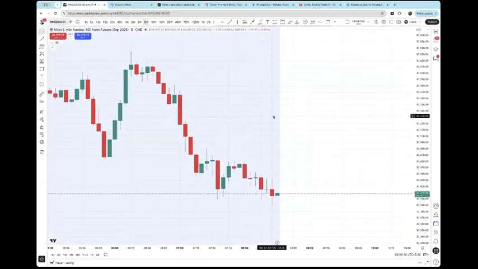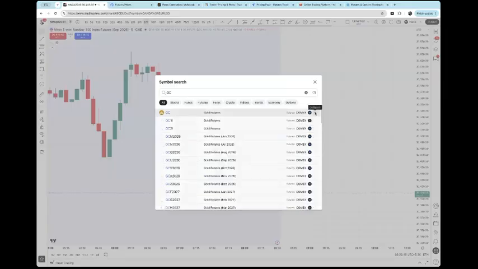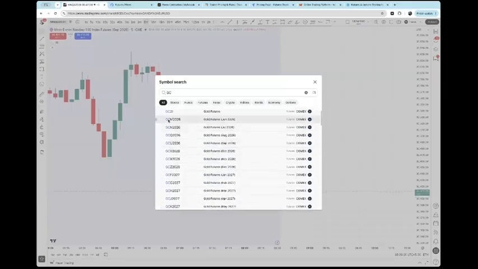If we talk about GC, gold future, click on this arrow sign. Don't get confused. GCM means this is still your June. GCN is your July. GCQ is your August. GCU is your September. GCV is your October, and GCX is your November. GCZ is your December. GCF is your January, and this is GC.